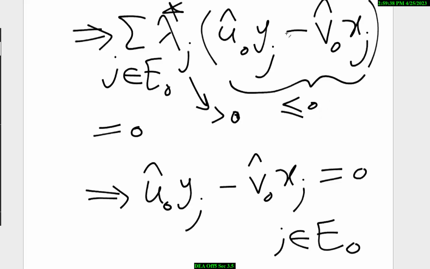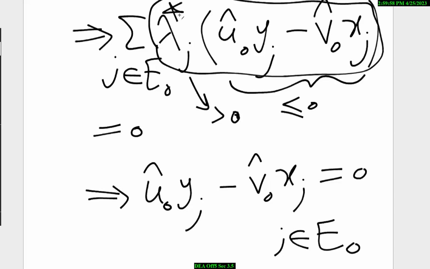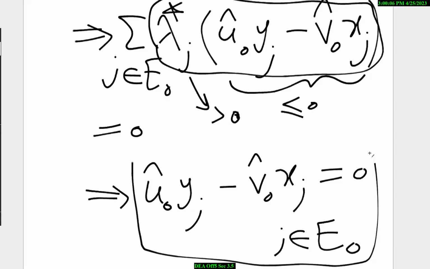And we know when the summation of some non-positive values is 0, all of them should be 0. So all of these must be 0. And since the lambda j star is not 0, these values should be 0 for all the j's. So this completes the proof.